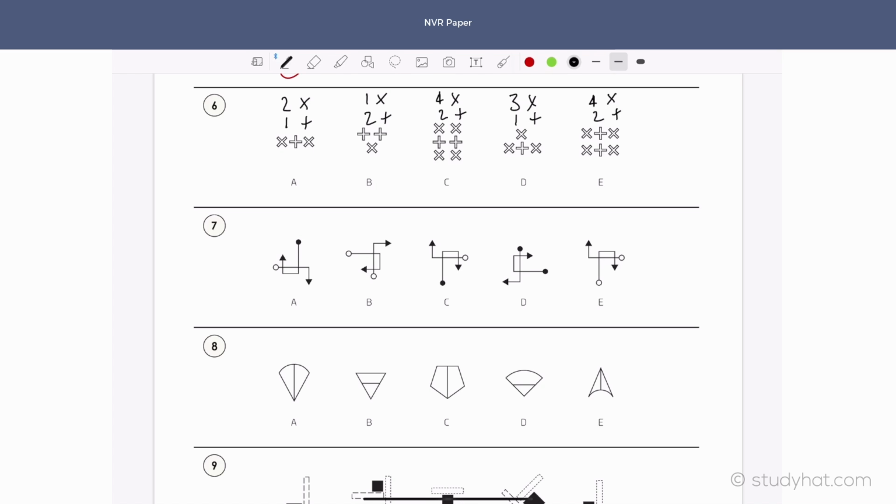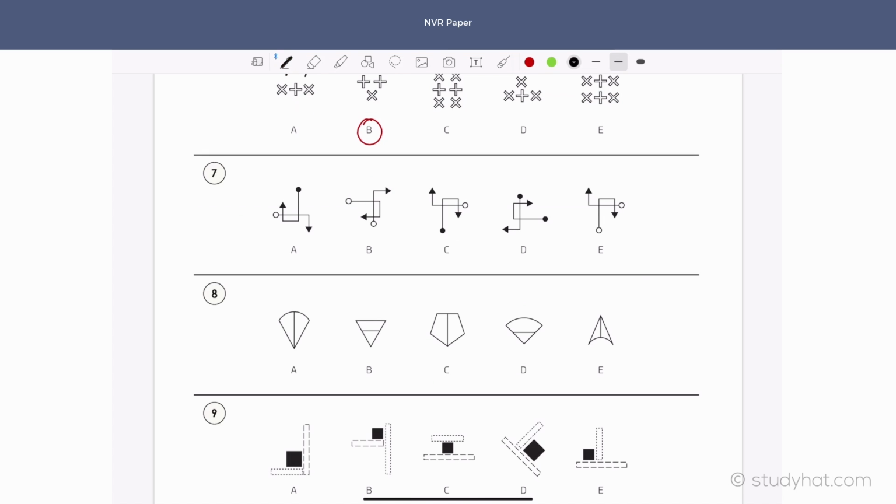Okay, so the multiplications are in the top row, right? And the additions are in the bottom row. And can you see that in each case, in A, there's more multiplications than additions. In B, however, there is less. But in C, D, and E, there's more multiplications. So B is our odd one out.